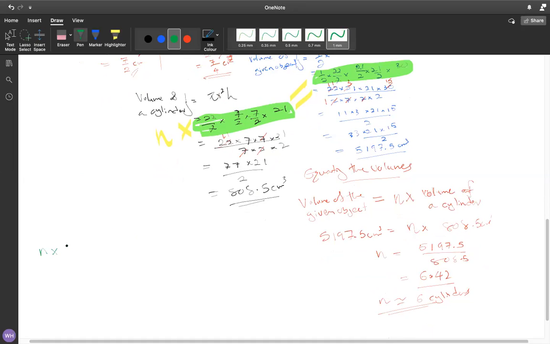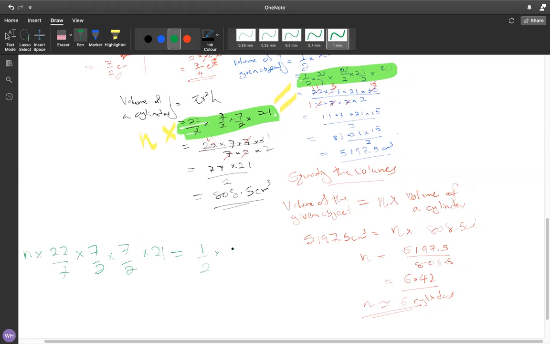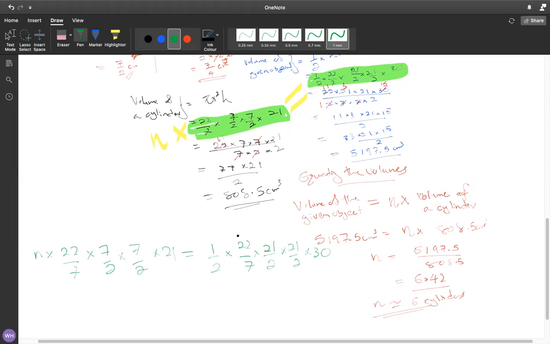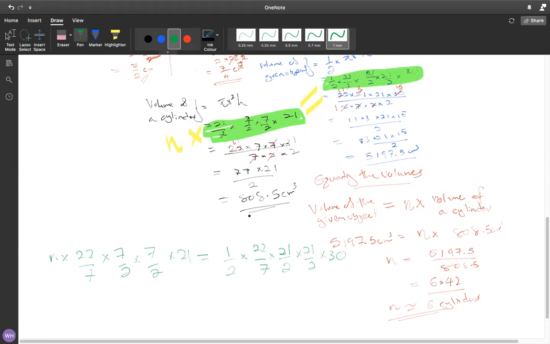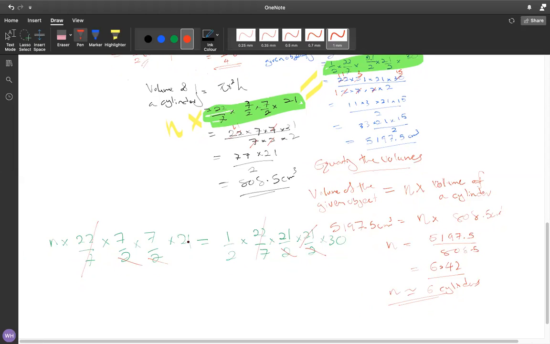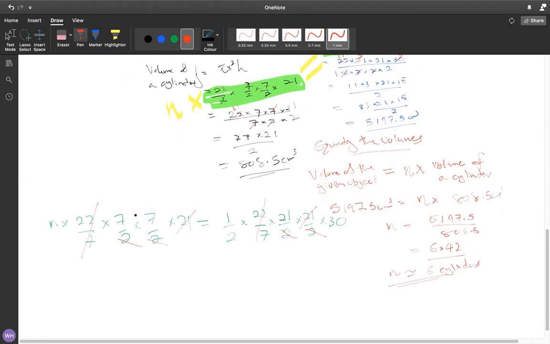Right, n times 22 upon 7 times 7 upon 2 times 7 upon 2 times 21 will be equal to half times 22 upon 7 times 21 upon 2 times 21 upon 2 times 30. Okay, so we can cancel out 22 upon 7, 22 upon 7, and all these halves can be cancelled. And what else? Yes, 121 to 121 can be cancelled. Okay, and so finally, I would like to write this one in this manner.